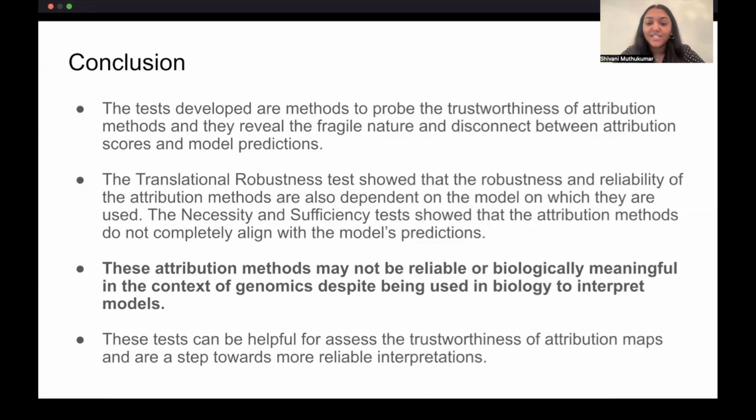The necessity and sufficiency tests showed that the attribution methods do not completely align with the model's predictions, as generally it seems that they are undervaluing the contributions of low-scoring nucleotides and possibly not able to understand the involved network of regulatory genomics data. This all suggests that attribution methods may not be reliable or produce biologically meaningful explanations in the context of genomics, despite being used in biology to interpret models.